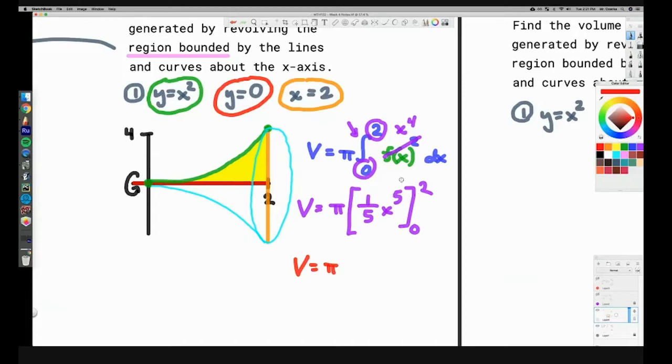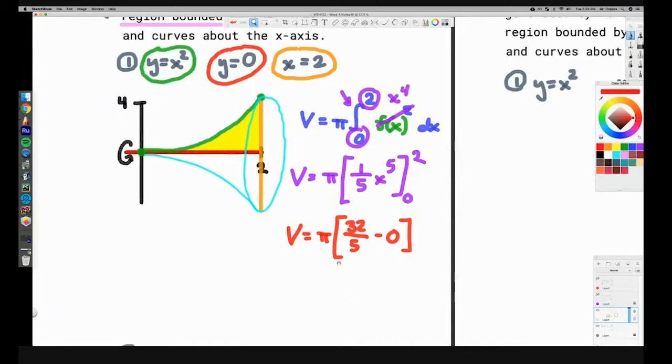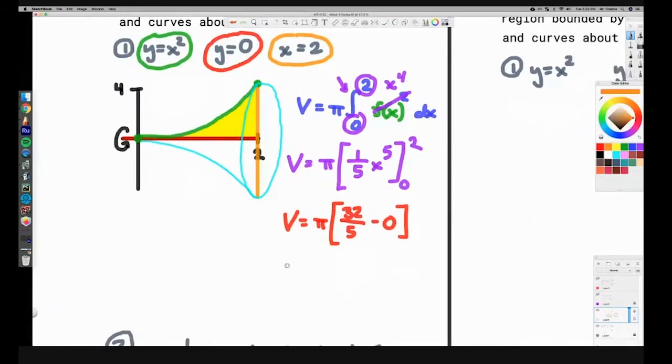You plug 2 in here, and you get 2 to the 5th, which is 32 over 5. You plug in 0, you get 0. So you're just minusing 0 here. I plugged them both in and subtracted them. And your final answer is equal to 32 pi over 5.